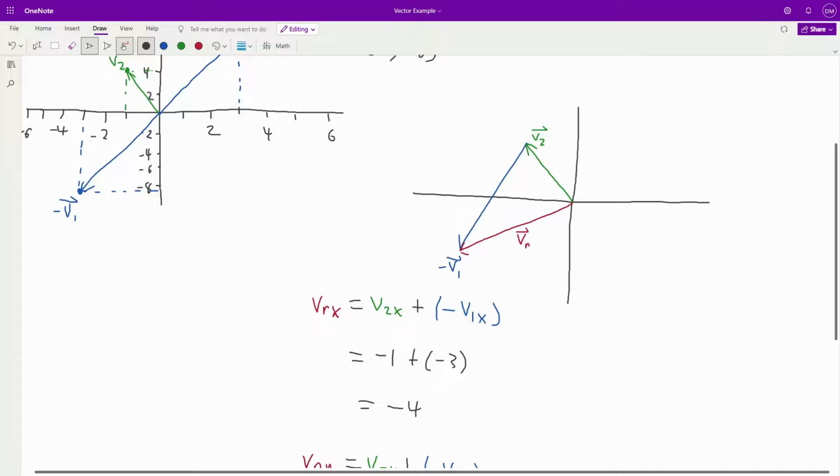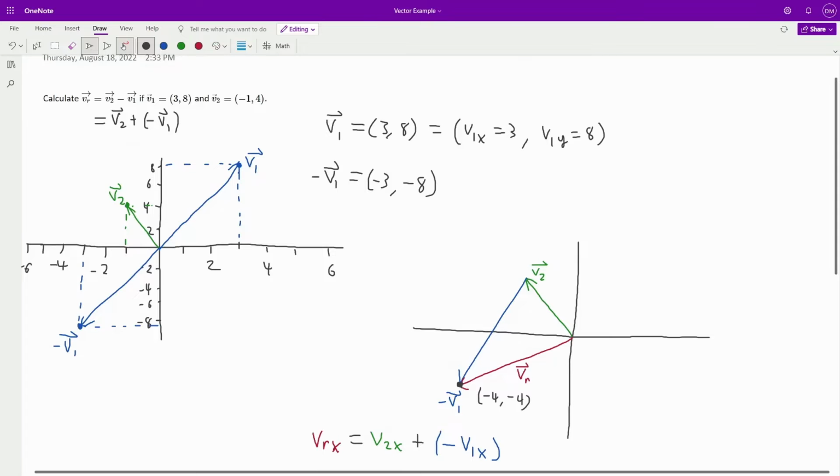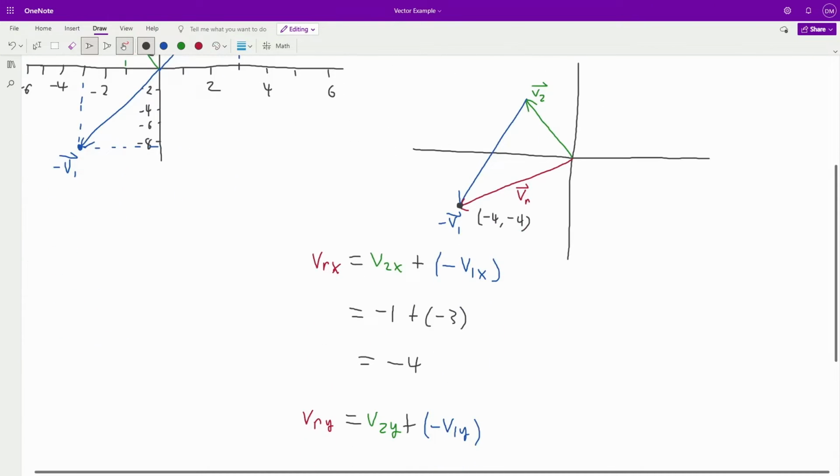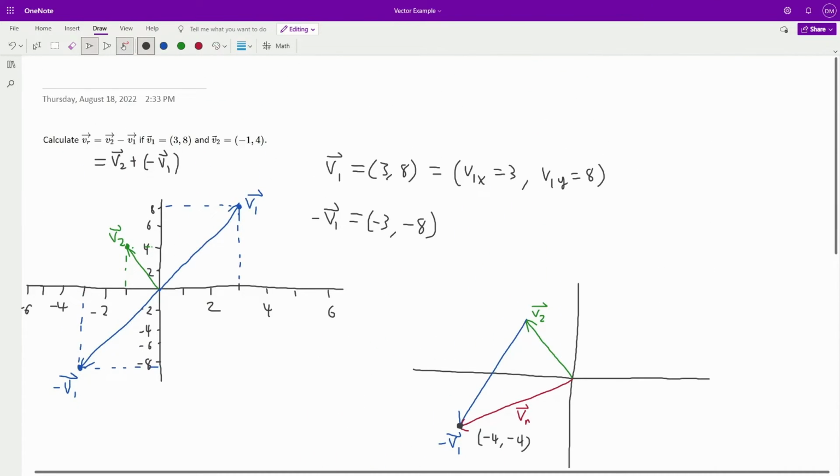So the endpoint of this vector here, where VR ends, and also where V2 plus negative V1 ends, because those are equivalent, is negative 4, negative 4. That's that point there. Okay, and that is our answer. That is V2 minus V1, or V2 plus negative V1.